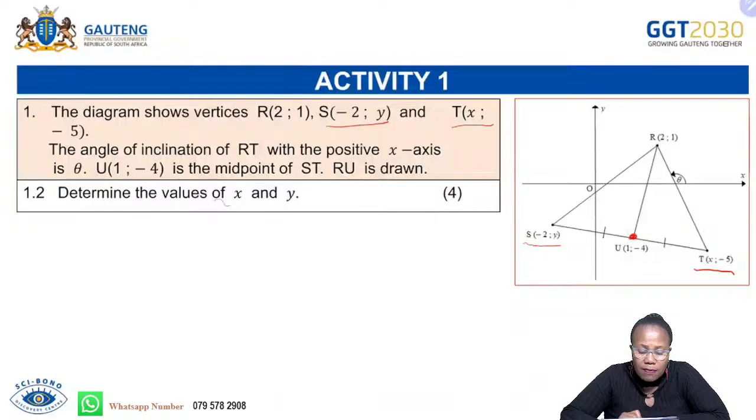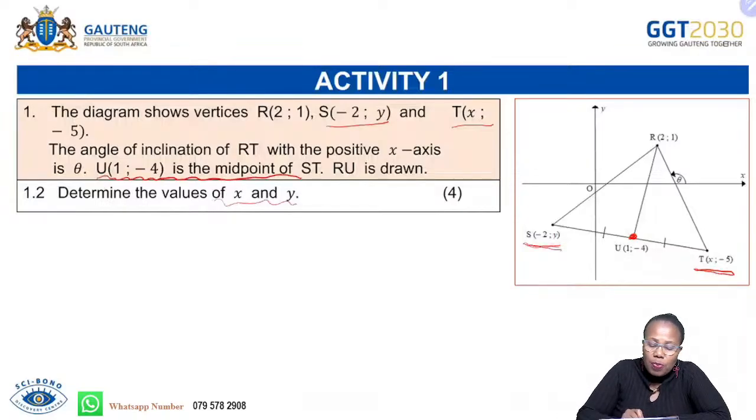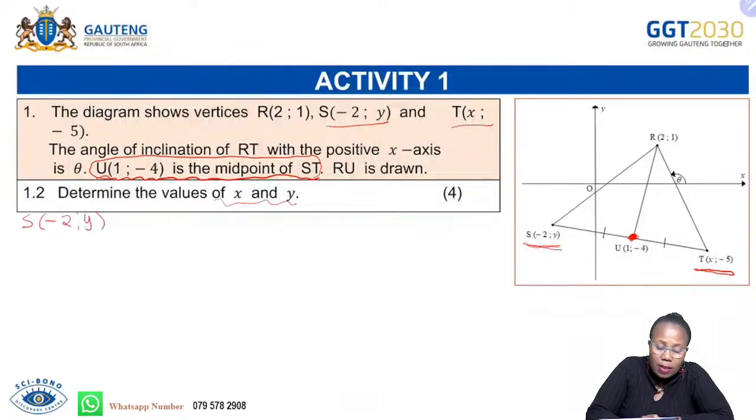Here we need to determine the values of x and y. When we check x and y, we can see that x is on T and y is on S. Our statement says U is the midpoint of ST, so our answer will come out of that given statement. Let's say S has coordinates -2 and y, the midpoint U has coordinates 1 and -4, and T has coordinates x and -5.